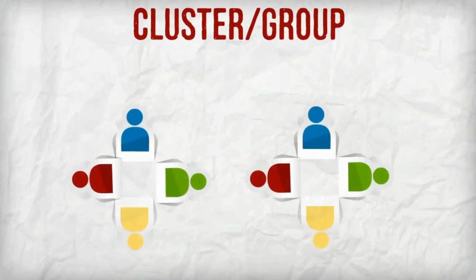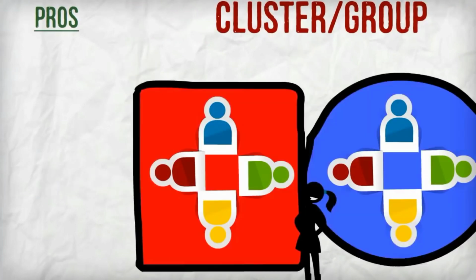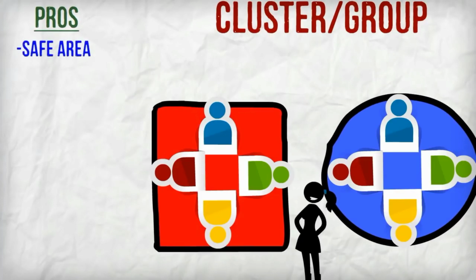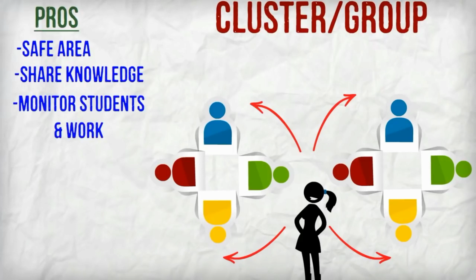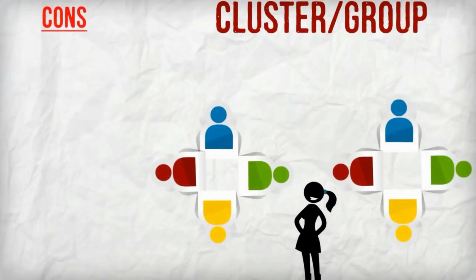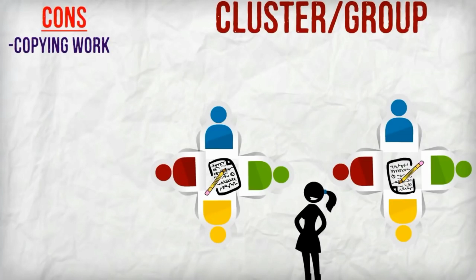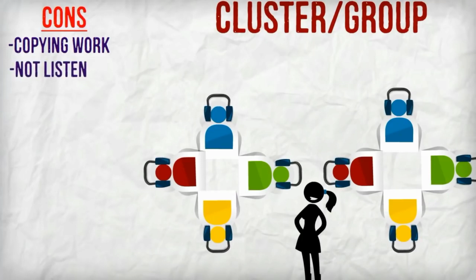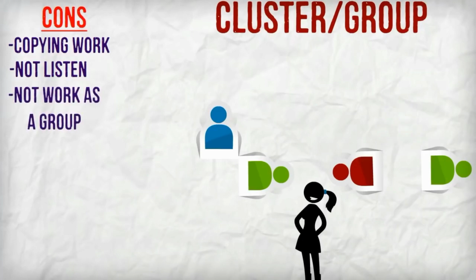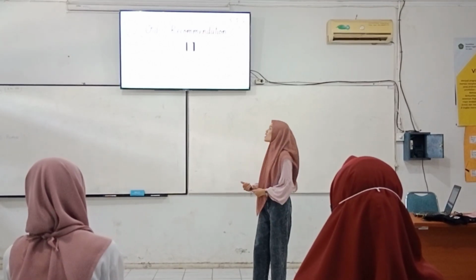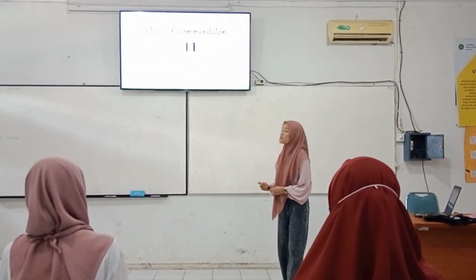Cluster seating. This allows students the chance to learn cooperatively. The pros are: the small group creates a safe area for students to interact. Shared knowledge on group work increases individual knowledge. And the educator can easily assess students or monitor student work. The cons can be: some students may only copy work and are not engaged in learning. Also, it's easy for students to talk to each other and not listen to the educator. And placing students in groups doesn't mean they will work as a group. Okay, that is a video recommendation about classroom arrangement style.